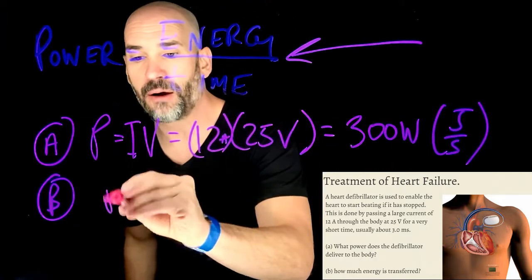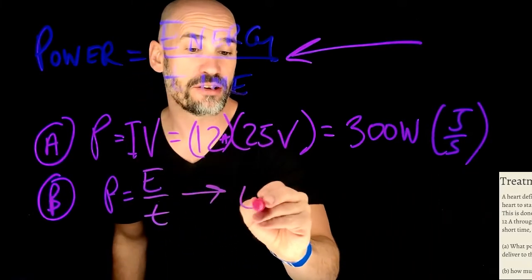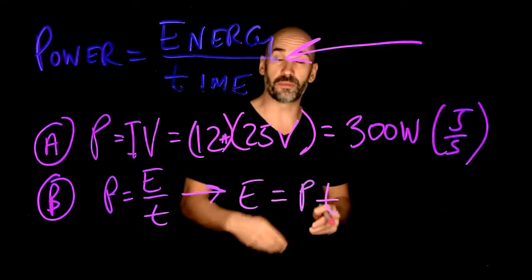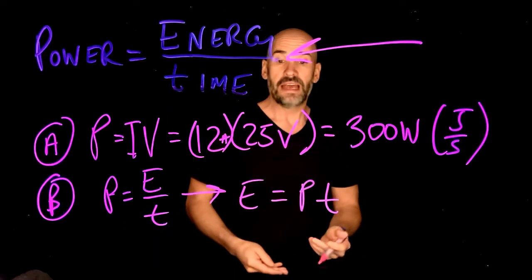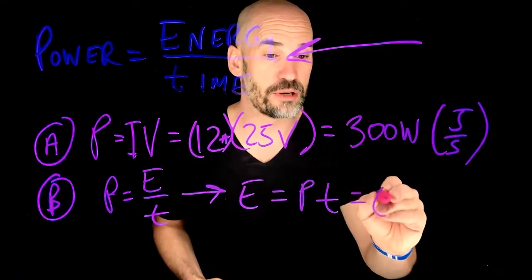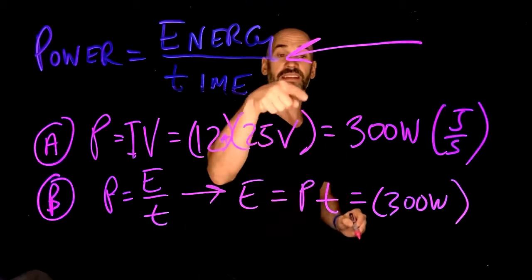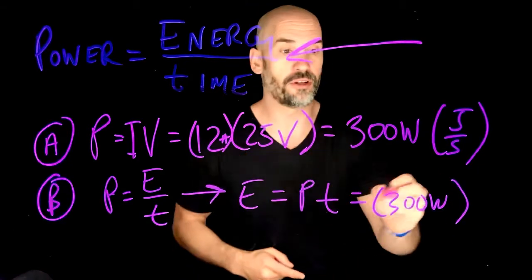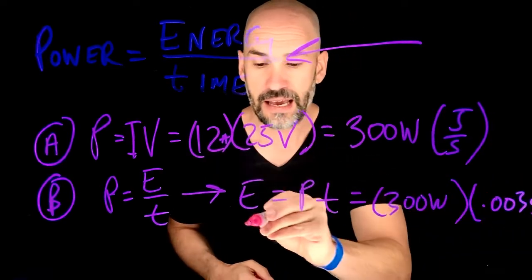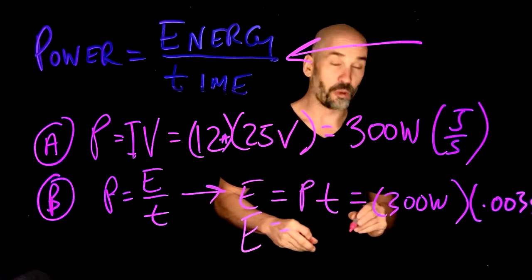So in other words, if power equals energy over time, then we know that the energy being delivered is just equal to power times the time that the signal is being delivered, right? And in this case, the power, we just calculated it, it's 300 watts, all right? And it's being delivered for 3 milliseconds. So in other words, 0.003 seconds.